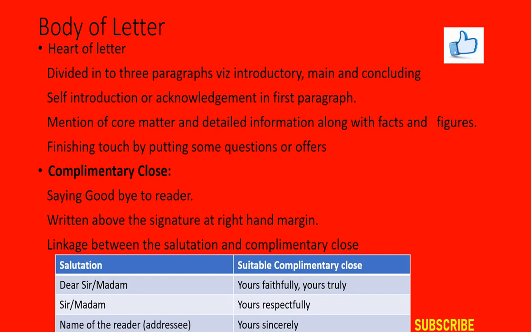In the case of the block form, everything will begin at the left hand margin, right from the date till the last signature column. In the case of the indent form, the from address will be written at the right hand margin. Then the salutation will be at the left margin, the subject in the middle, then the body of the letter in the middle, then the complimentary clause at the right hand side.